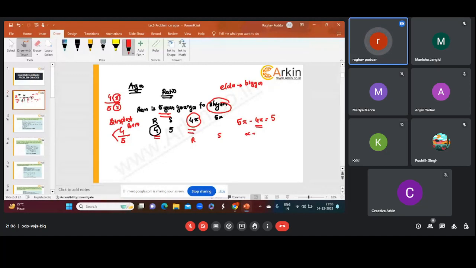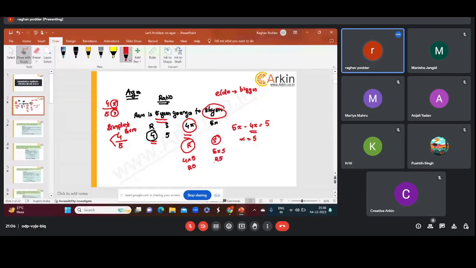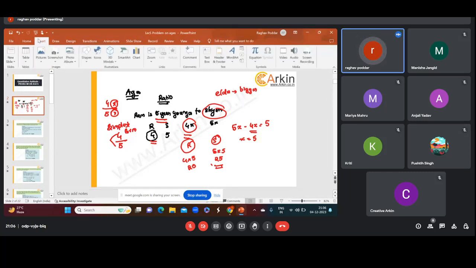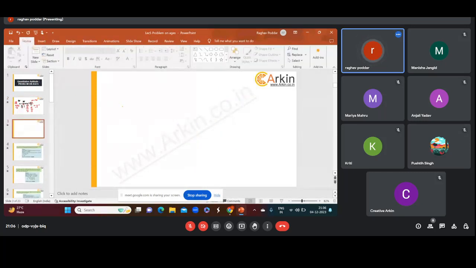So the value of x comes out to be what? 5. So Ram's age would be 4 into 5, which is equal to 20, and Shyam's age is 5 into 5, which is equal to what? 25. Clear, everyone? Any doubts? Understood how did we do this? Everyone understood it? Super.